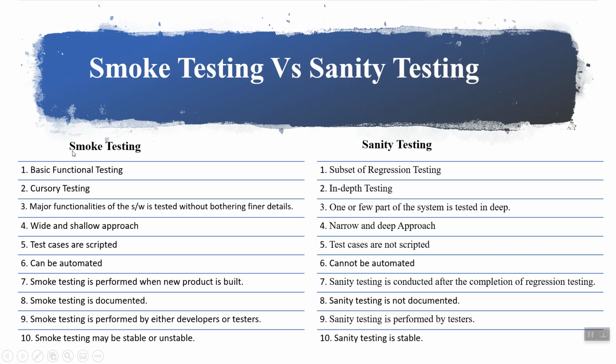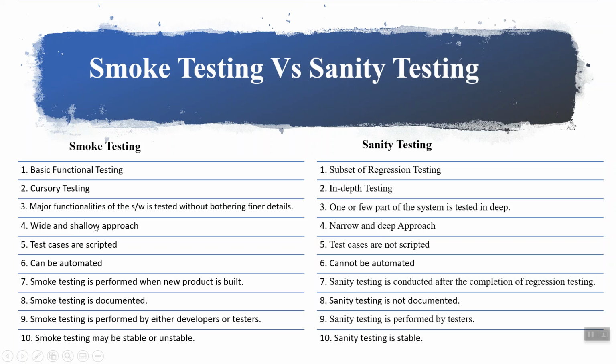The second difference is smoke testing is cursory testing, meaning we only check the main functionality of the application or system, while sanity testing is in-depth testing. We check the functionality in depth in sanity testing. The third difference is that major functionalities of the software are tested without bothering about the final details, as I said previously. This comes under smoke testing, but for sanity testing, one or a few parts of the system are tested in depth. The fourth one is smoke testing is a wide and shallow approach, while sanity testing is a narrow and deep approach.